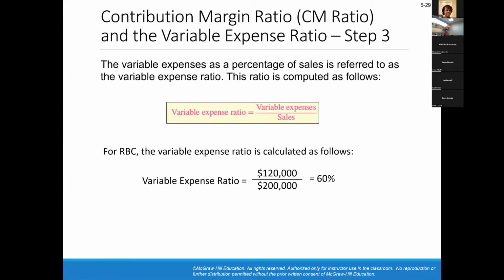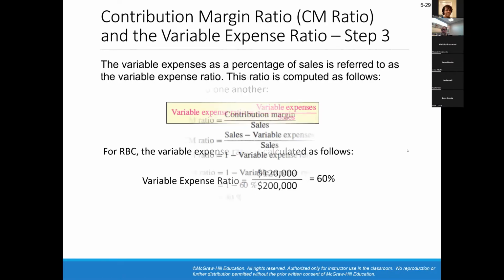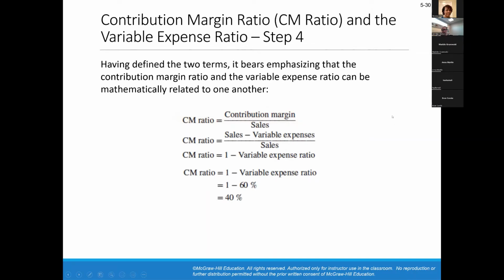So the variable expense as a percentage of sales is referred to as the variable expense ratio. And that formula is just the variable expense over the sales. So our total was 120,000 in variable expense over our sales of 200. So that gives us a variable expense ratio of 60%. So now we have 100%. We have 60% for that variable expense ratio, and we have 40% in our contribution margin ratio, and that total is 100%.